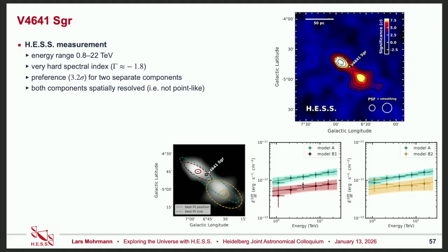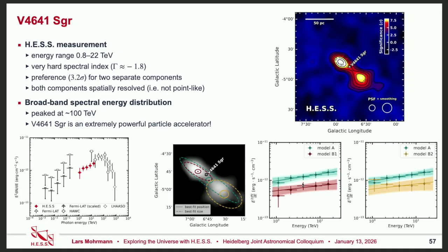However, we were now able to find a slight preference for two separate components, which could indicate again that you have two separate jets where particle acceleration could be happening. And we were also able to spatially resolve these two components. So they're not point-like. Each of these components is spatially extended.